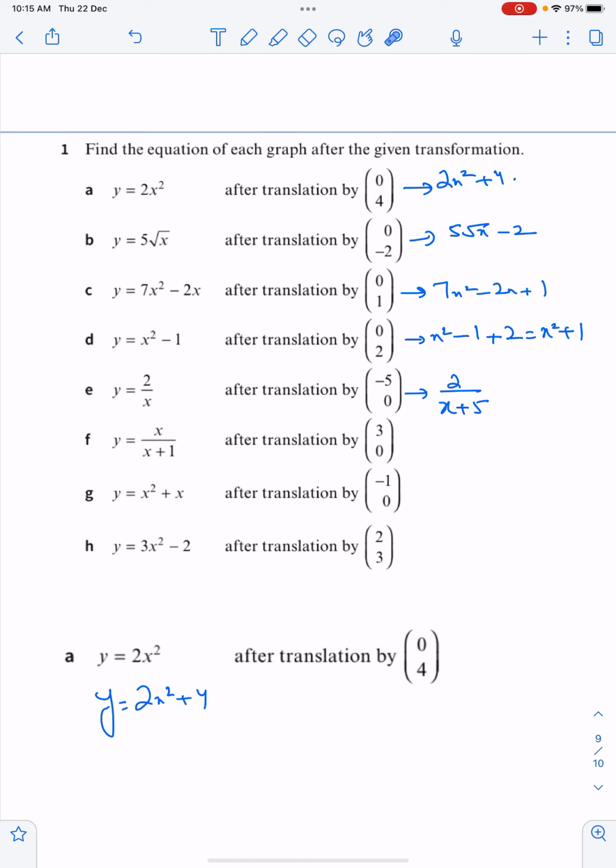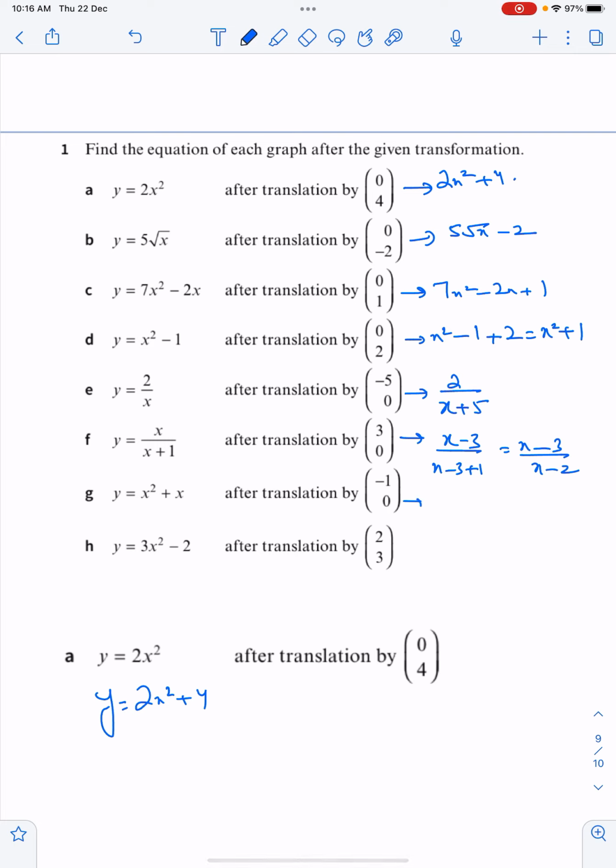Okay, in this case it will be (3, 0). That means it's going to go 3 units onto the right. So whenever it's shifting 3 units onto the right, in place of x you will write x minus 3 upon x minus 3 plus 1, which will be x minus 3 upon x minus 2. Okay, because the graph has to shift 1 unit onto the left, in place of x you have to put x plus 1.